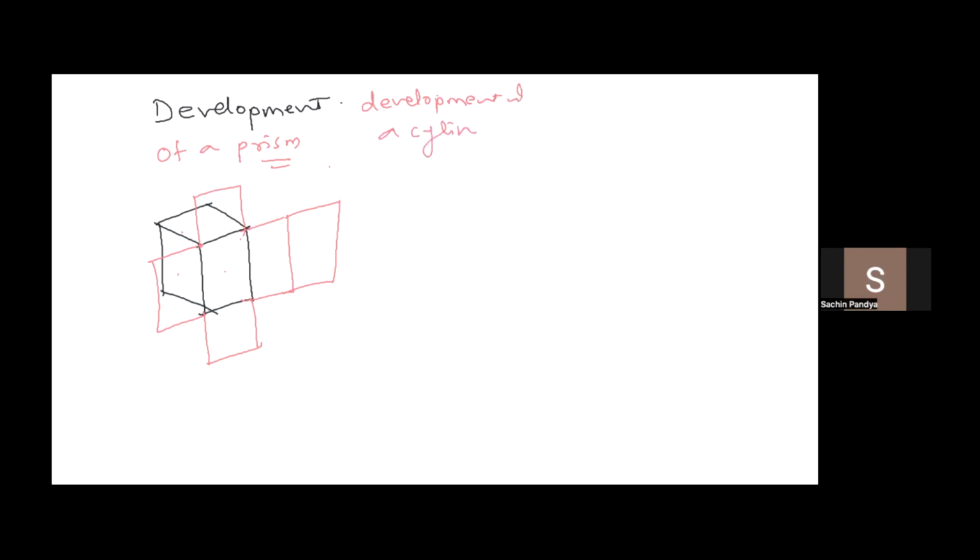Same way we have development of a cylinder. Let's take the cylinder. We have a cylinder like this. So if I say open it, then when you open it, this entire rectangular face, right? This is how it will look. And we have a circle at the top, a circle at the bottom.